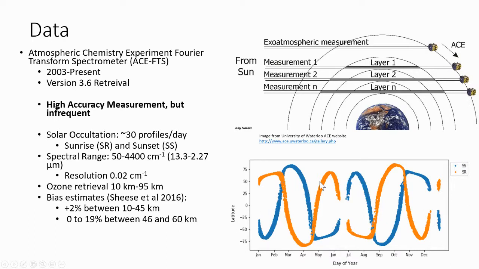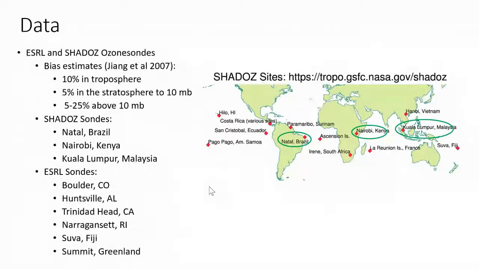Their ozone retrieval is from 10 kilometers to 95 kilometers in the atmosphere. And the bias estimate of the measurement is plus 2% below 45 kilometers and anywhere between 0 and 19% above 46 kilometers. To validate our ozone correction, we use ozonesondes from the ESRL and SHADOWS networks. For the SHADOWS sondes, we've selected 3 that are in the tropics, approximately evenly spaced across the globe, and then the listed ESRL sondes, which are primarily in North America.